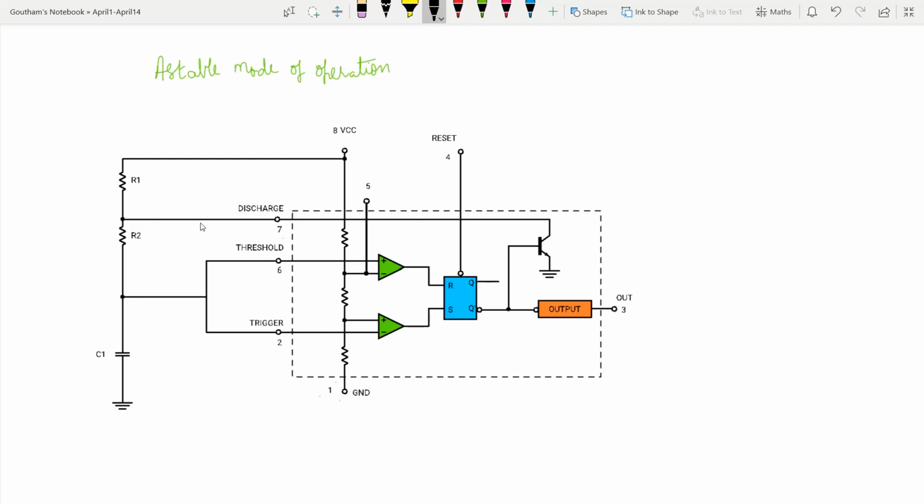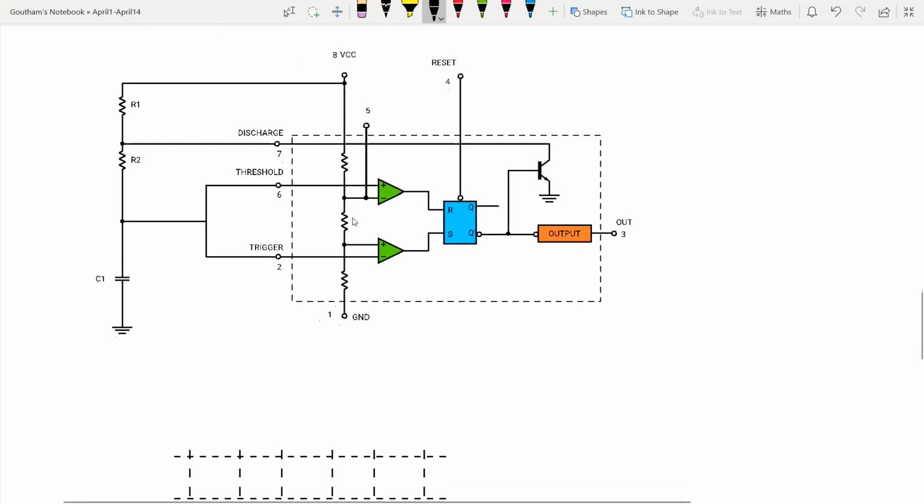Now let us try to understand the astable mode of operation. Like always, let us try to understand with the help of the timing diagram. Let me bring this up over here.